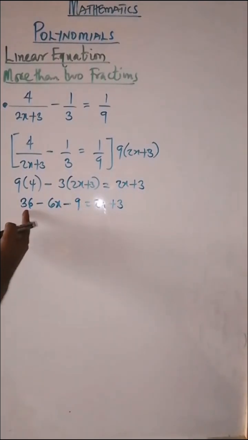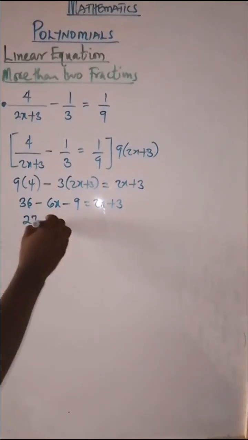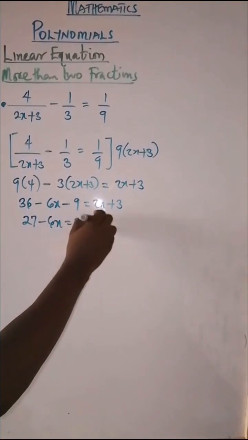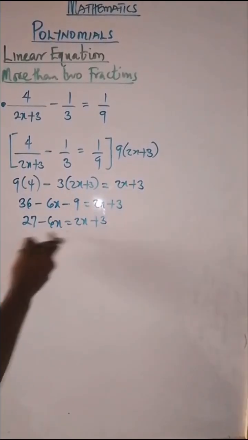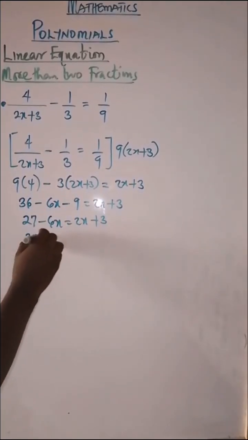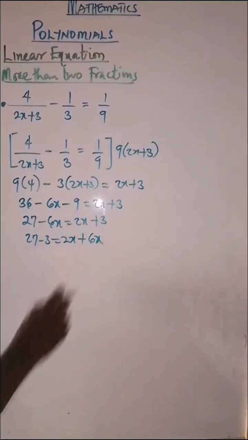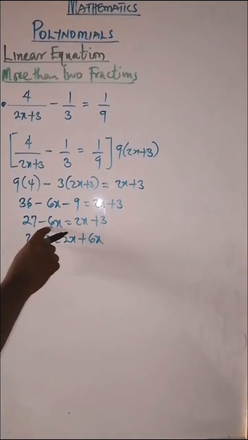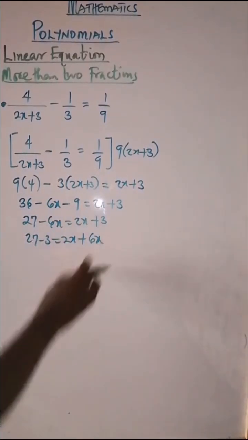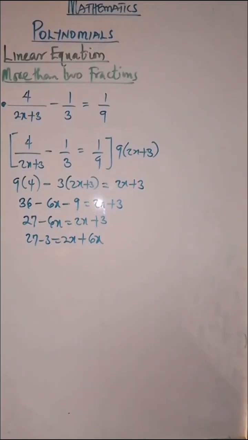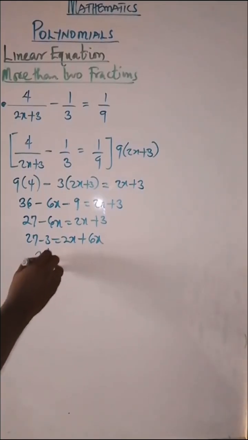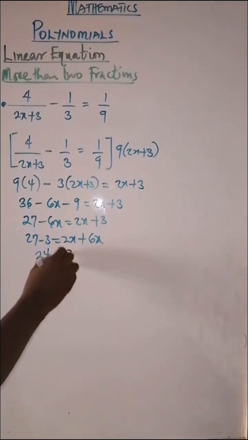So here, 36 minus 9 is 27, minus 6x equals 2x plus 3. I'll bring this plus 3 here, it becomes minus 3. 2x equals 2x plus 6x, because this minus is smaller, I'm bringing it so that I will not have negative. 27 minus 3 gives 24. 2x plus 6x is 8x.